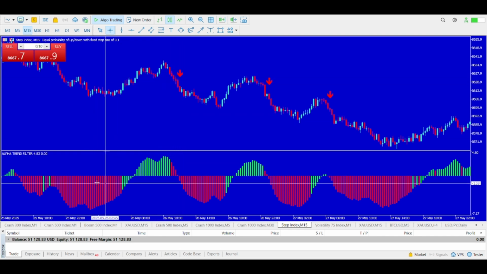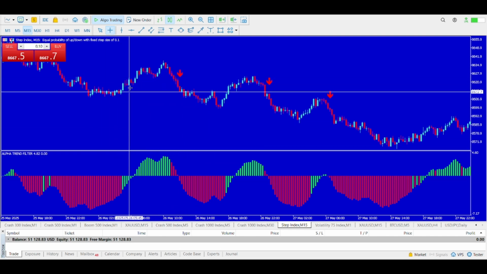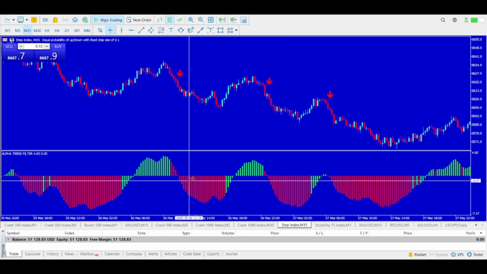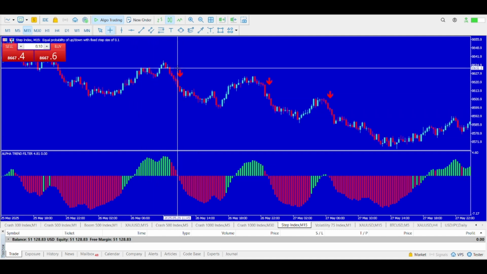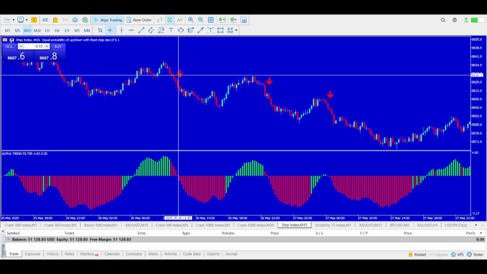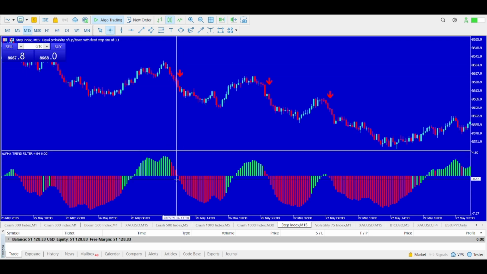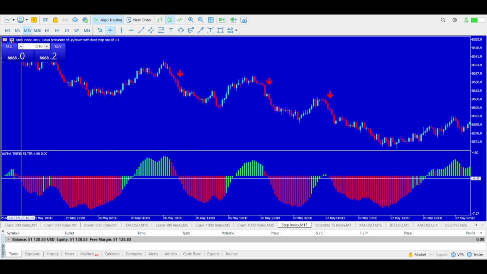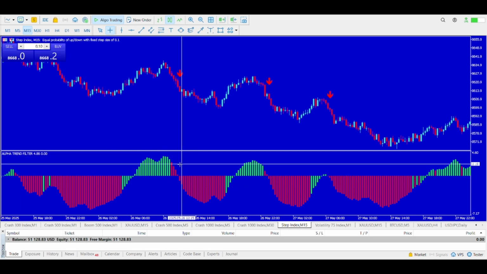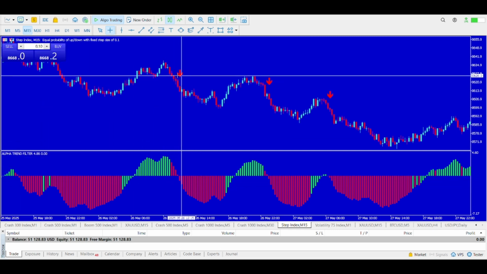One, we check the trend filter. Here we check, okay, the color is red. This is indicating a downtrend. Price is moving down. So I'm going to wait. You wait for the arrow. So the first thing, you check your trend confirmation, your trend direction, which is highlighted by the alpha trend filter. Then after that, you're going to wait for a signal.